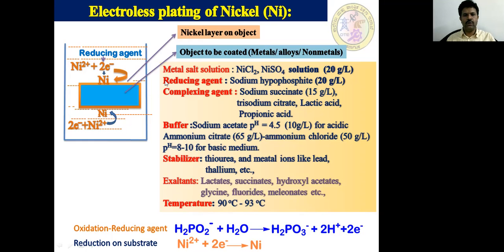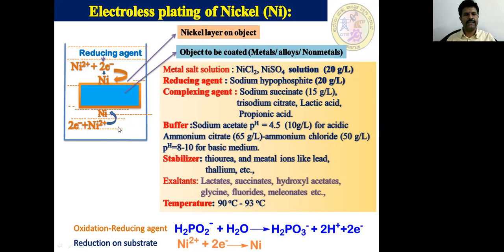And the reducing agent is required to release the electrons that are required for reduction. Here, sodium hypophosphite is the suitable reducing agent for this process. Approximate concentration is like 20 grams per liter. And complexing agent to maintain some required concentration of nickel 2+ ions. Here, suitable complexing agents are sodium succinate, about 15 grams per liter, or trisodium citrate, or lactic acid, or propionic acid, any complexing agent we can choose here.